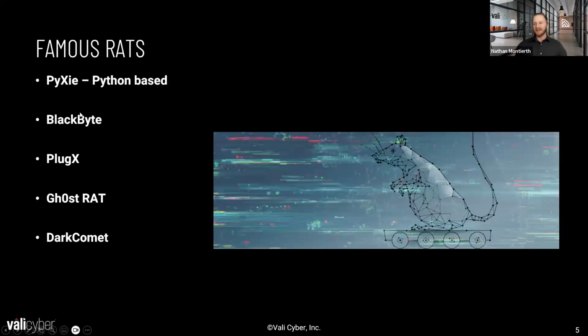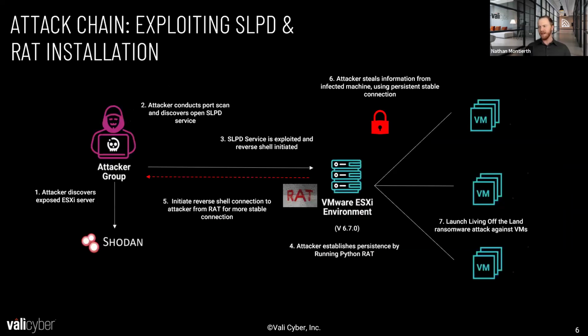Some famous RATs. This one's really simple. Pikabot is one of them. Blackbite, PlugX, Ghost Rat, Dark Comet. These may be ones you've heard of. They may not be. Feel free to Google any of these. There's a lot more. These are just a couple examples that I was able to find with some quick searching, and some also that I've had experience with in the past. But yeah, there's a lot of them. If you don't believe me, I urge you to do a quick internet search to find a couple of the RATs being used in the wild today.